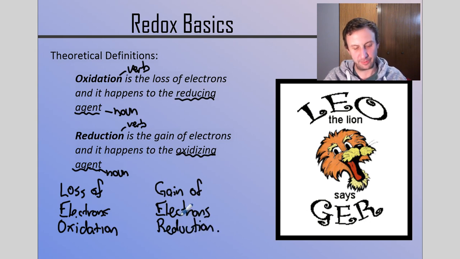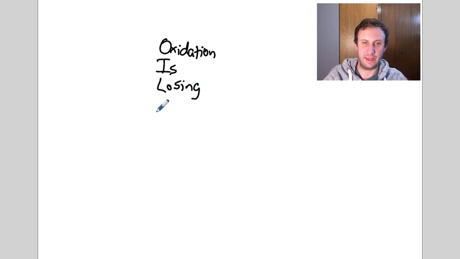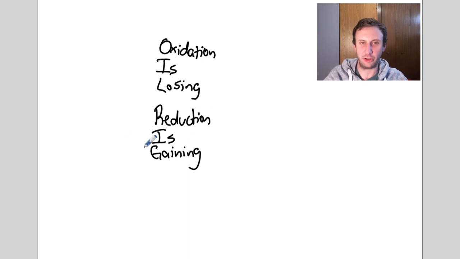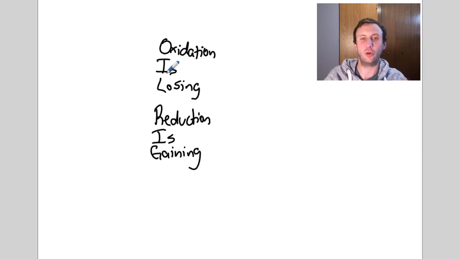There's another trick for this that some people like better, so I'm going to make a new slide here. Come on, new slide. There we go. And that trick is to say instead oil rig. So oxidation is losing and reduction is gaining. Maybe a little bit more Albertan. Yes, to have that oil rig option. So that is another way to remember. Up to you, whether you want to stick with Leo the lion says grr, or if you want to go with oil rig, oxidation is losing, reduction is gaining.